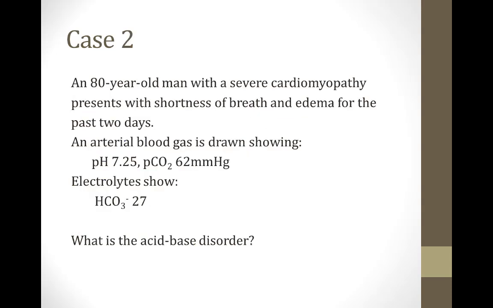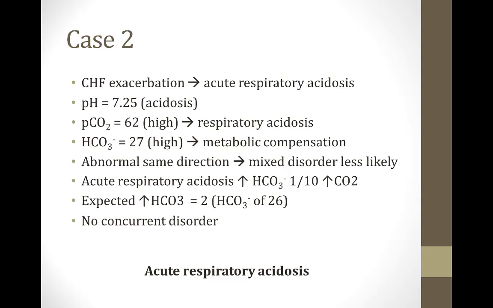Case 2 is an 80-year-old man with a severe cardiomyopathy who presents with shortness of breath and edema for 2 days. An arterial blood gas is drawn showing a pH of 7.25 and a PCO2 of 62. Electrolytes show a bicarb of 27, and the question asks, what is the acid-base disorder? They tell us that the patient has a CHF exacerbation, so we expect an acute respiratory acidosis.